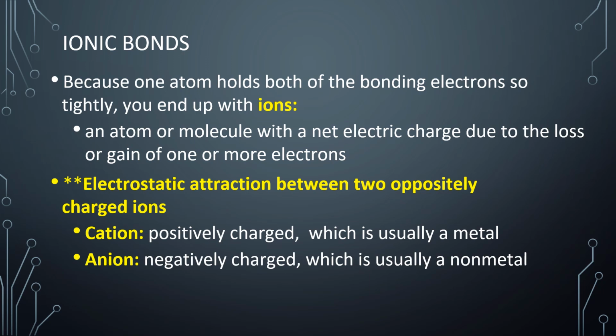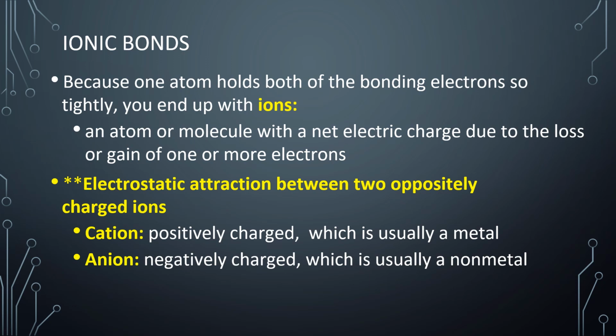Because one atom holds both of the bonding electrons so tightly, you end up with ions. An ion is an atom or molecule with a net electric charge due to the loss or gain of one or more electrons. So the ability to gain or lose electrons, that we've talked about before, determines the type of ions that are going to form. You have your cations, which are positively charged and usually metal. Anions are negatively charged and usually nonmetal.